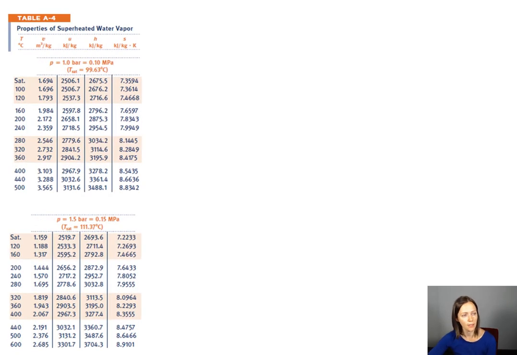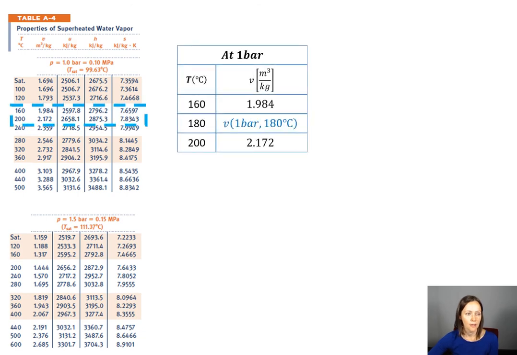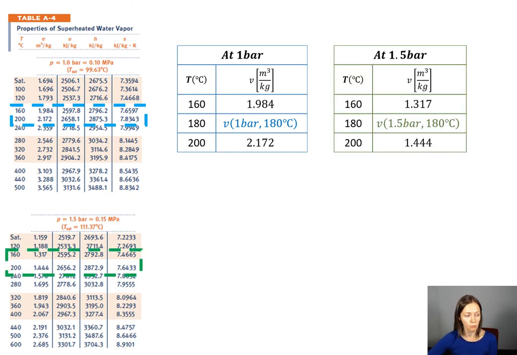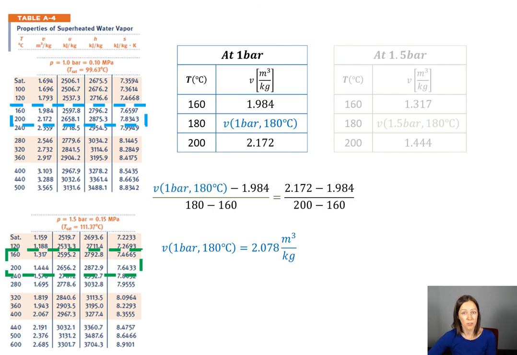All right, so looking again at the same table, I'm just putting it over to the side here. At 1 bar, I need to figure out what the specific volume is at 180 degrees Celsius. And at 1.5 bar, I need to fill in the information for 180 degrees Celsius. So I'm just doing an interpolation, same thing that I did before. The only difficult part is just knowing how to set up the calculations.